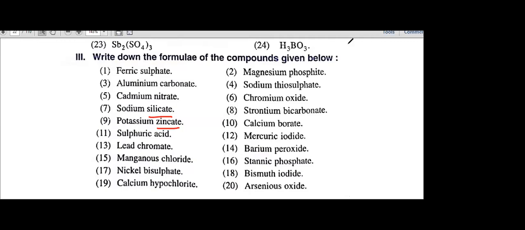Cement. You will remember cement, right? Again, cement is some other compound. We will study that.